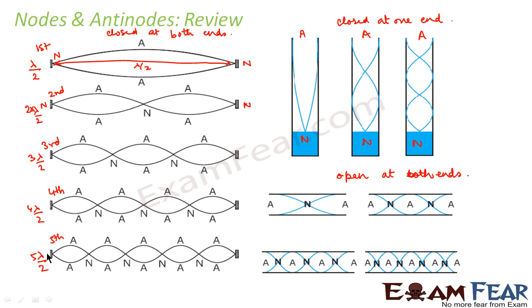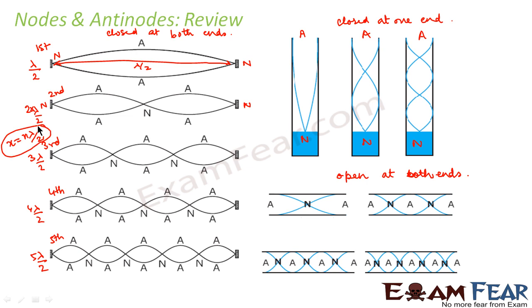So what is the pattern it is following? For the first harmonic, it is lambda by 2. For the second harmonic, it is 2 lambda by 2. For the third harmonic, 3 lambda by 2. That means for the nth harmonic, it will be n lambda by 2. So the general expression in case of nodes is x is equal to n lambda by 2.